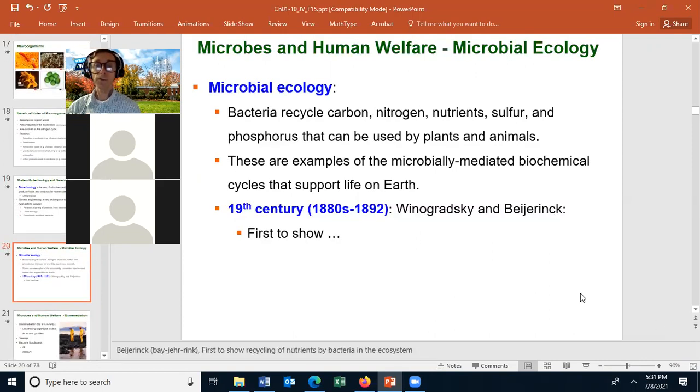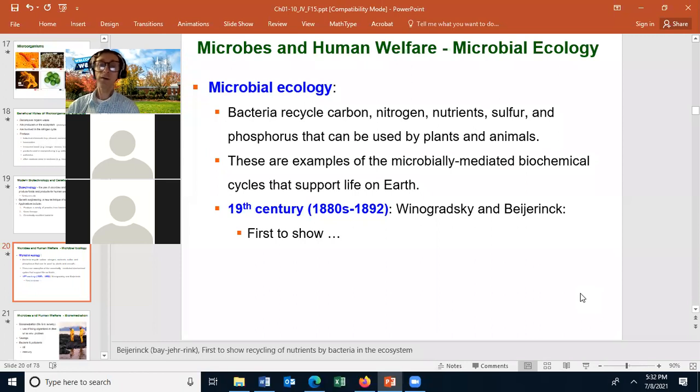When we're talking about microbes and their effect on human welfare, you should understand that they are important, and microbes create an ecology, meaning microbes are important on the planet for recycling nutrients, and this is part of the microbial ecology. And then microbes are also important with us. Like microbes help us digest our food. And these are the microbes living in our gut.